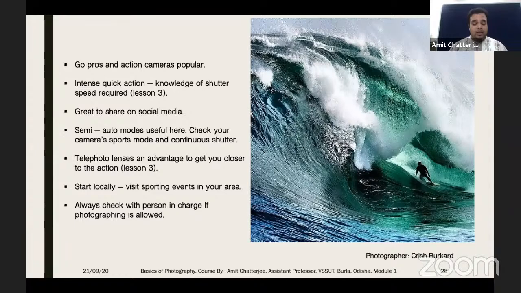Because you might be mountaineering somewhere. Sometimes it might be just car photography, even that's sports photography.